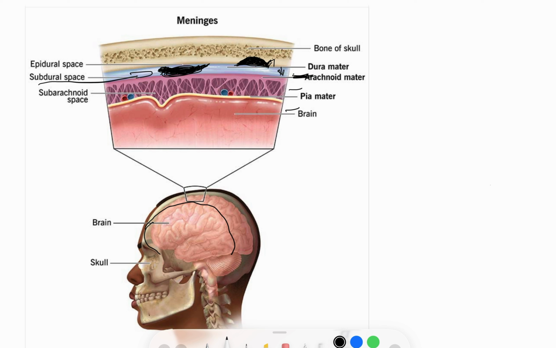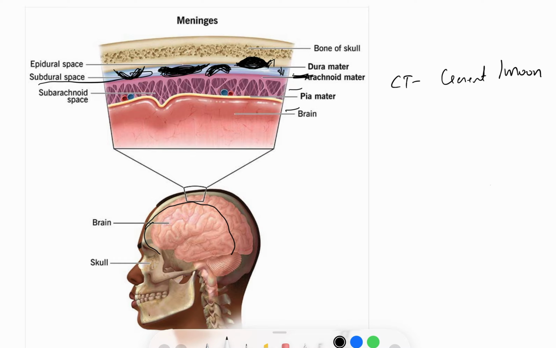Because it's a venous bleeding, this is going to be very slowly progressing, and in the CT scan, this will show up crescent or moon shaped. It will be shown like a crescent or moon shape. In epidural it will be convex, and in subdural it will be crescent or moon shaped. CT scan will be crescent or moon shaped in the subdural hematoma.